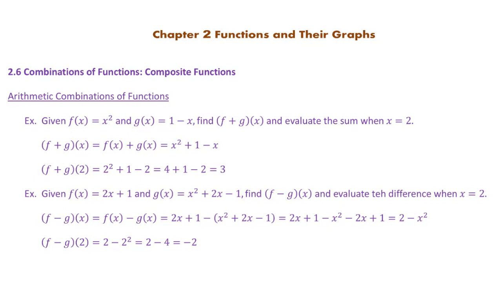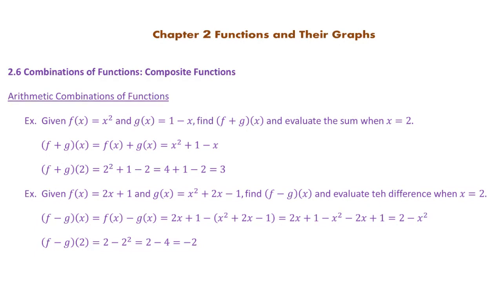So let's start from arithmetic combinations of functions. That means you can add, subtract, multiply, divide two functions to get some other functions. So in the first example here, we've got the function f equals x squared and g equals 1 minus x. Then we can add those two functions together, f plus g, and we need to find the value of the sum when x equals 2. So you just add those two functions.